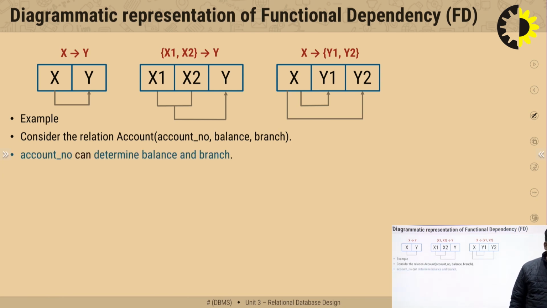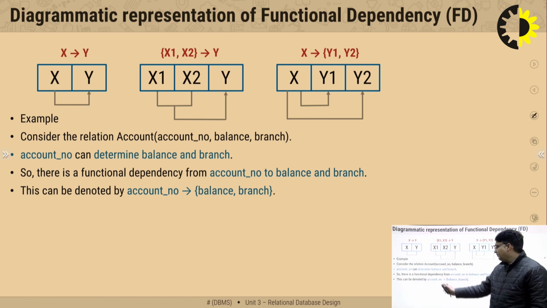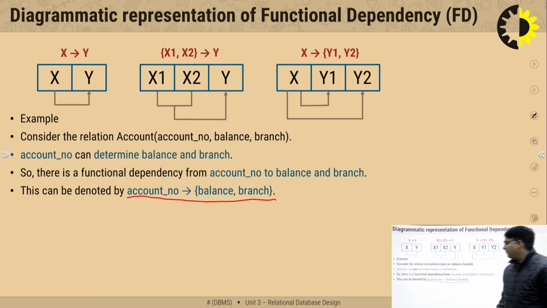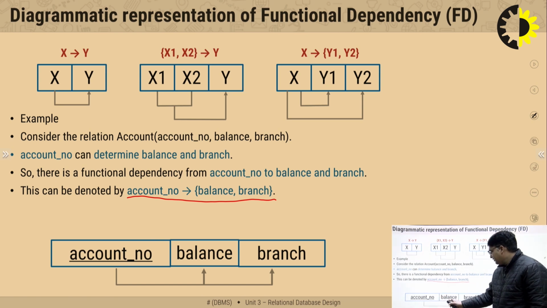Now let us consider an example where there is a relation account having the attributes account number, balance and branch. Account number can determine balance and branch. So there is an FD from account number to balance and branch. So this is how we can write it: account number determines balance and branch. This is an FD that we can show. Now the diagrammatic representation is in this way. Account number is determining balance as well as the branch. This is how we can represent it diagrammatically.